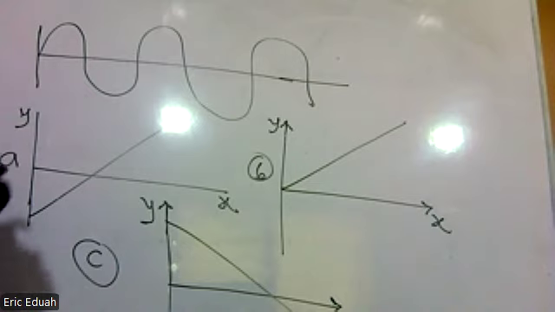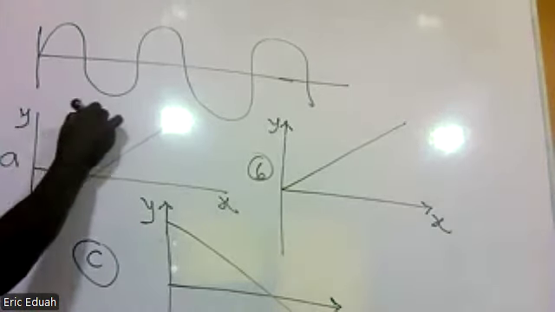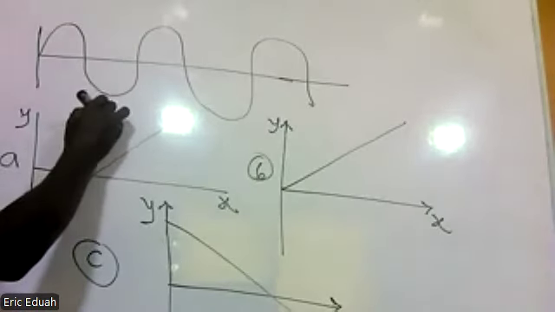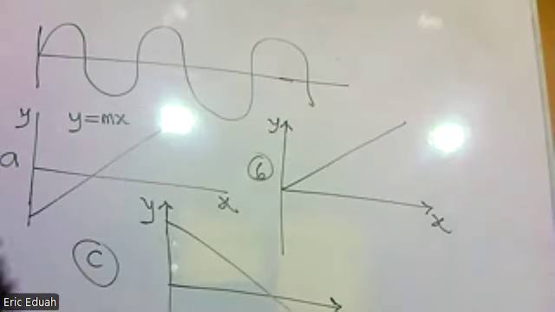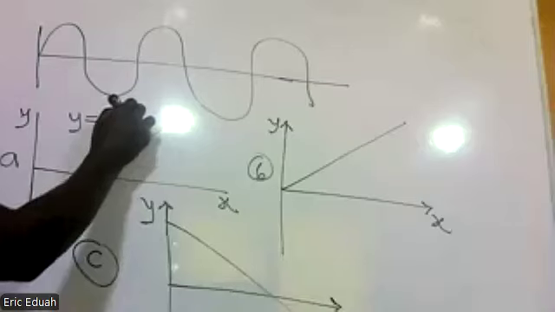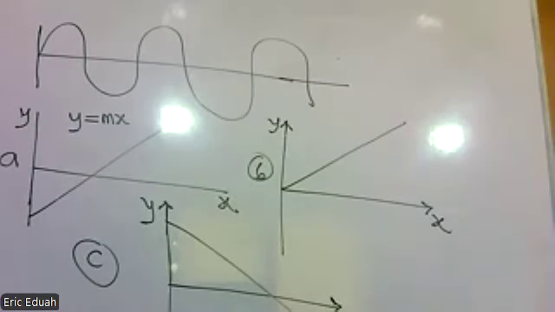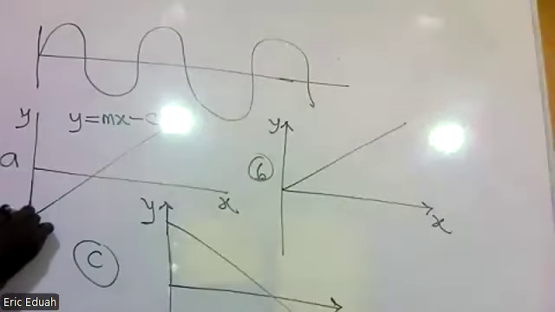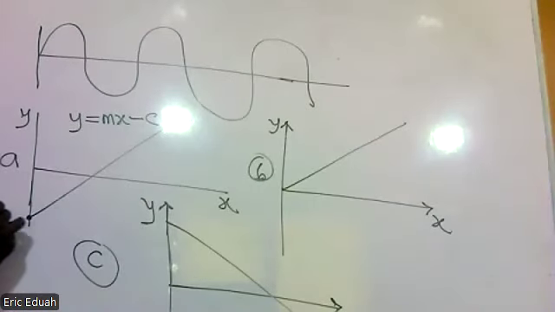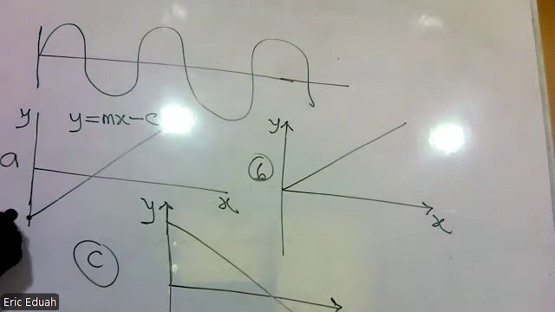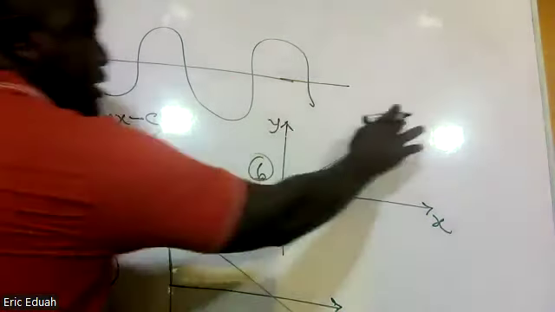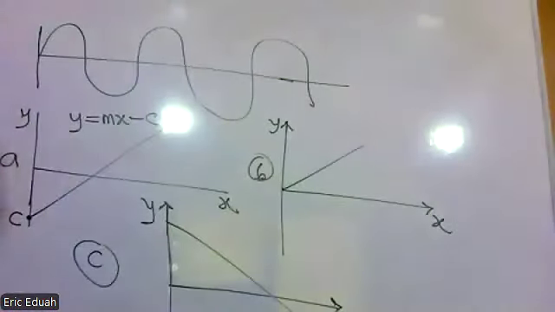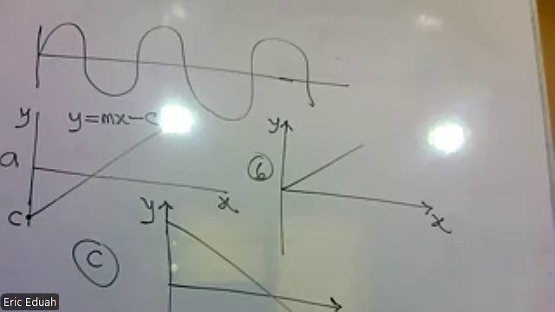Y is equal to mx plus c. Is it plus c or minus c? Minus c, because the intercept is at the negative y, so the graph cuts the vertical axis here. What about B?